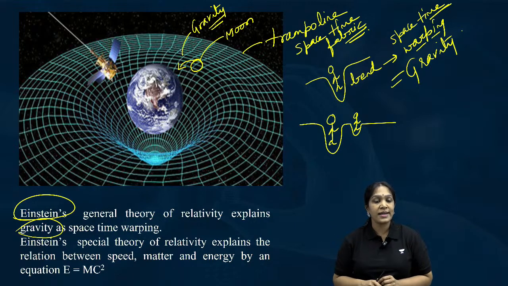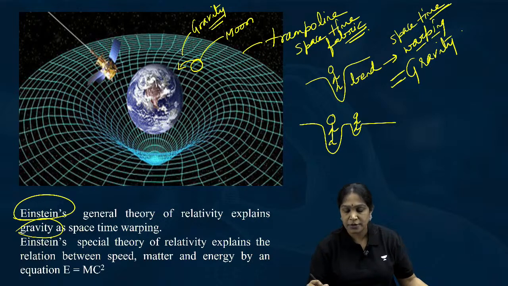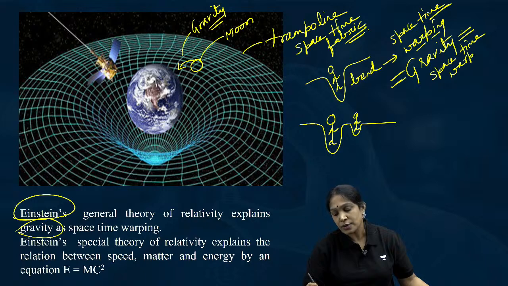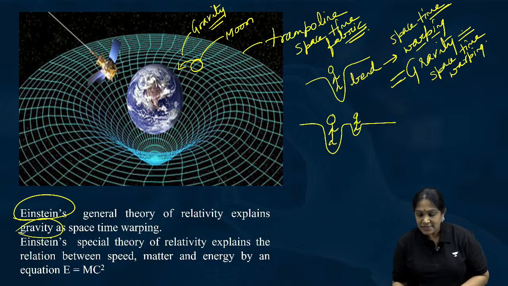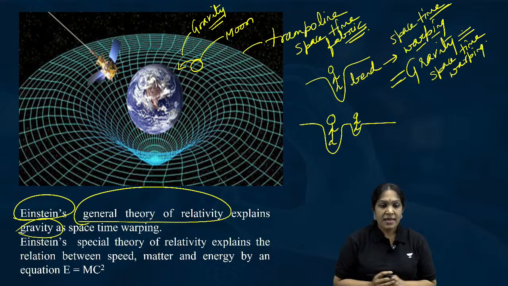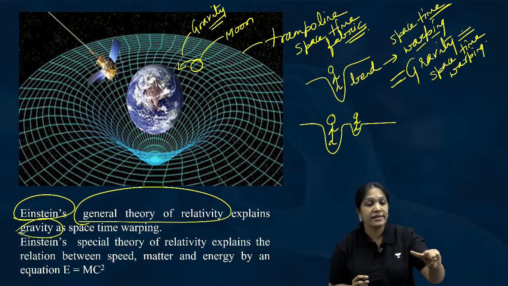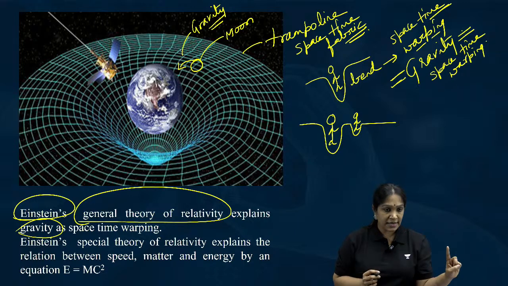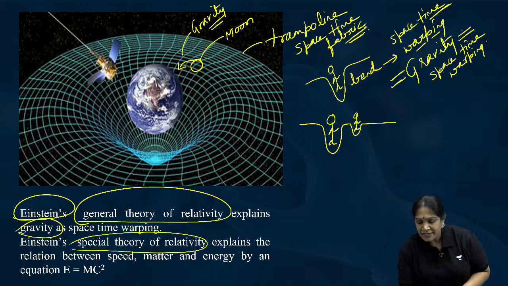That concept is called space-time warping, and gravity is equal to space-time warping. According to whom? The great scientist Einstein. But this is called the general theory of relativity. Einstein's explanation of gravity is called the general theory of relativity. Is it clear? Right. Then what is the special theory of relativity?